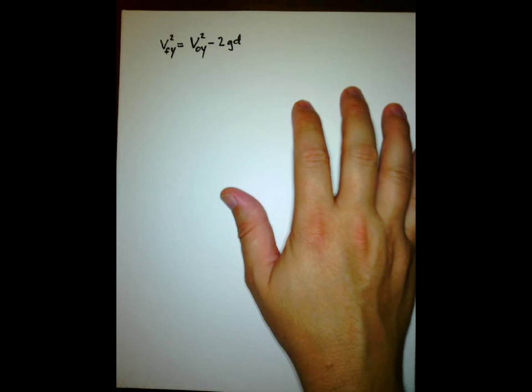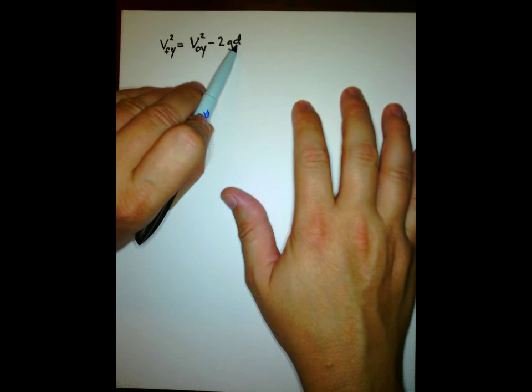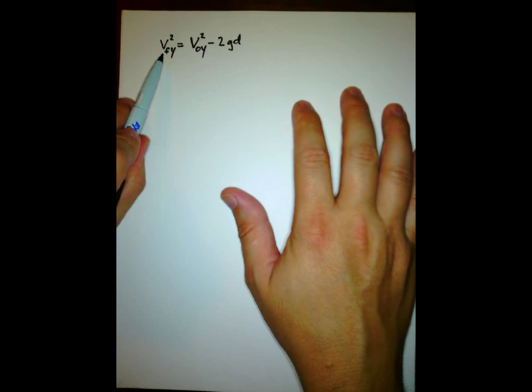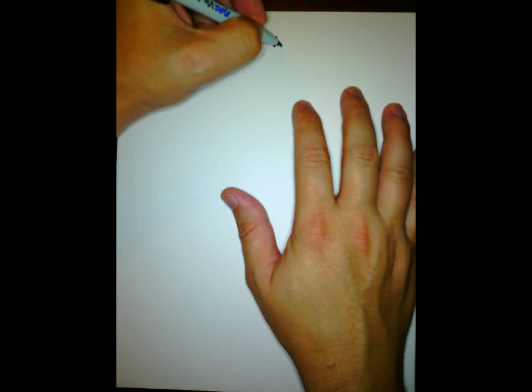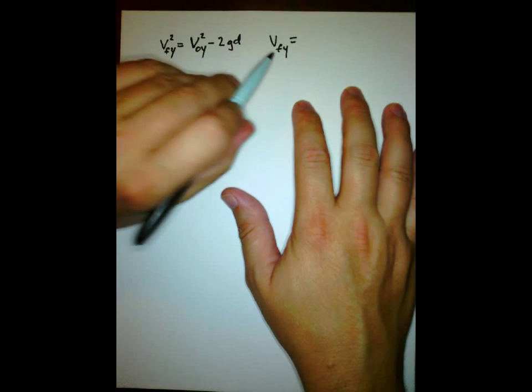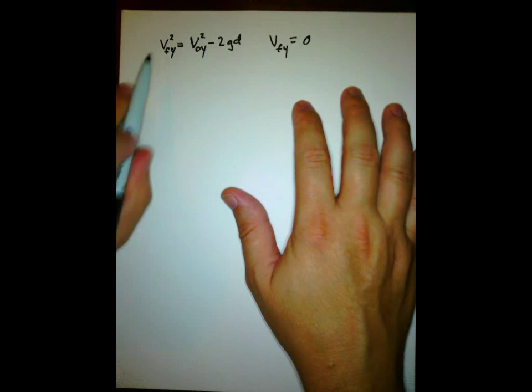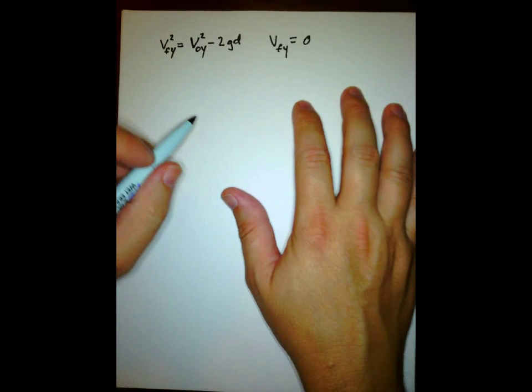Alright, so a couple things here. We said that we were going to look for maximum height. So we know that maximum height occurs when the final velocity is 0, right? When any projectile reaches its maximum height, its vertical velocity is 0. So for max height, our vertical velocity is going to be 0. So that's going to be a 0.